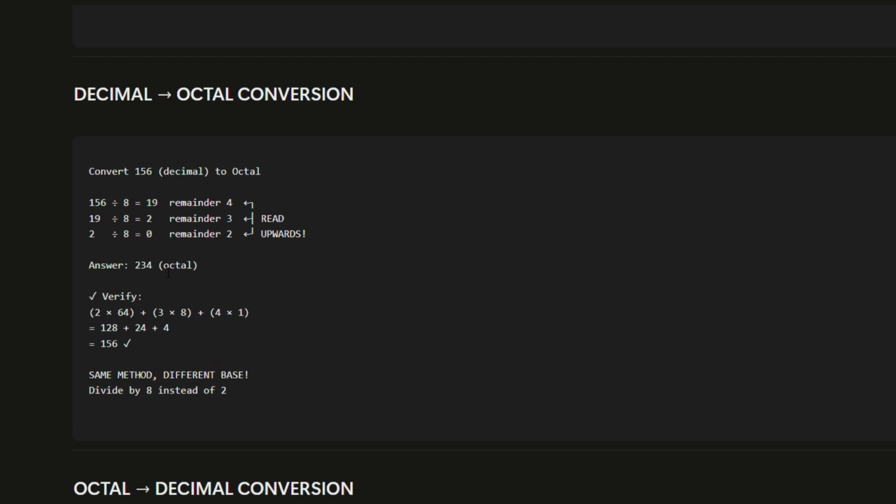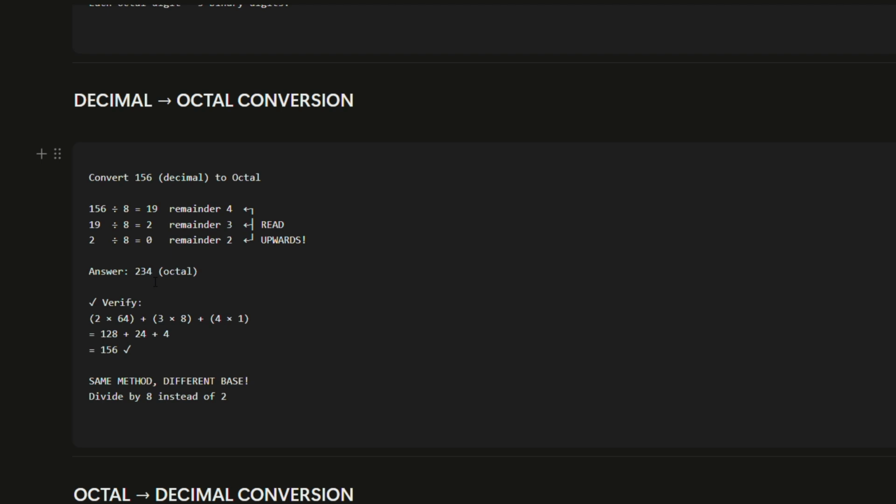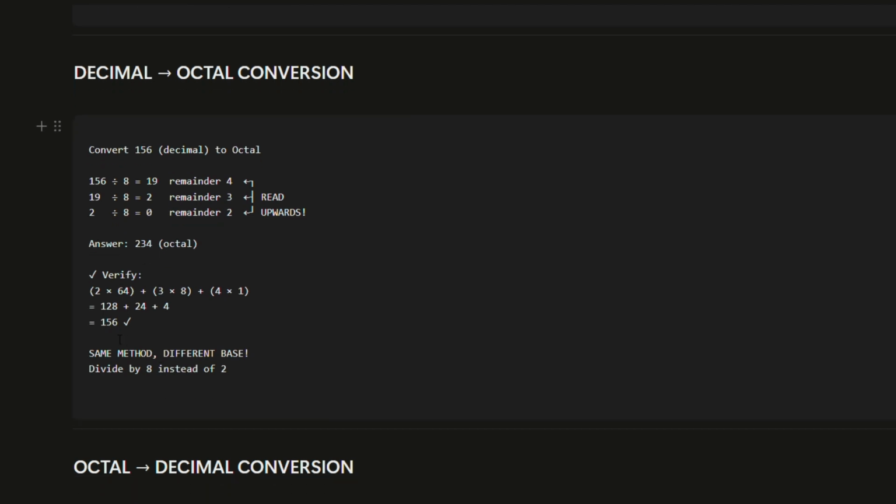If you want to verify it, you'll take each of these digits, multiply it with 8 raised to its position, and sum it up to get the decimal equivalent. And if they match up, then your answer is correct. It's basically the same method, you're just using a different base. Instead of dividing by 2, you're dividing by 8.